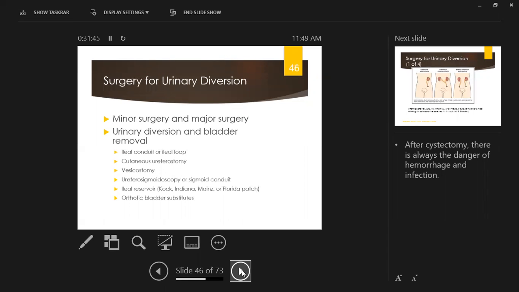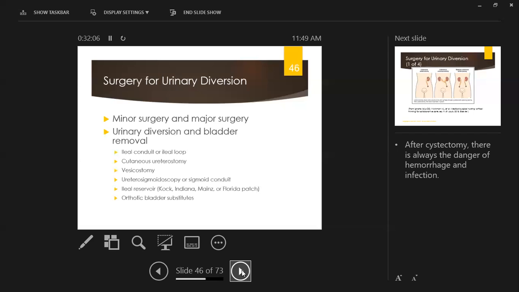Urinary diversion. So there's a minor and a major surgery for urinary diversion. We're either going to do both kidneys or one kidney. We'll either bring them together or have them separate. Urinary diversion and bladder removal may be necessary if there is trauma to the bladder that is substantial, or if there's bladder cancer, the bladder is no longer going to be functioning properly.